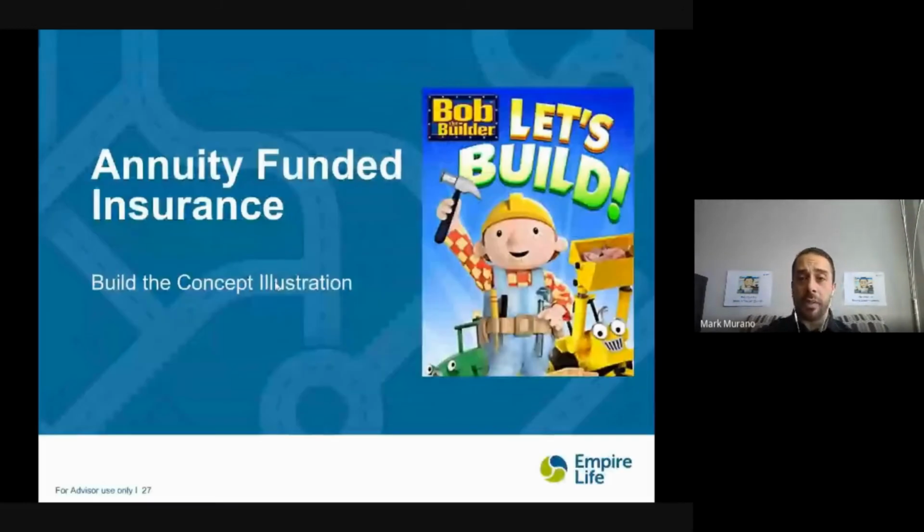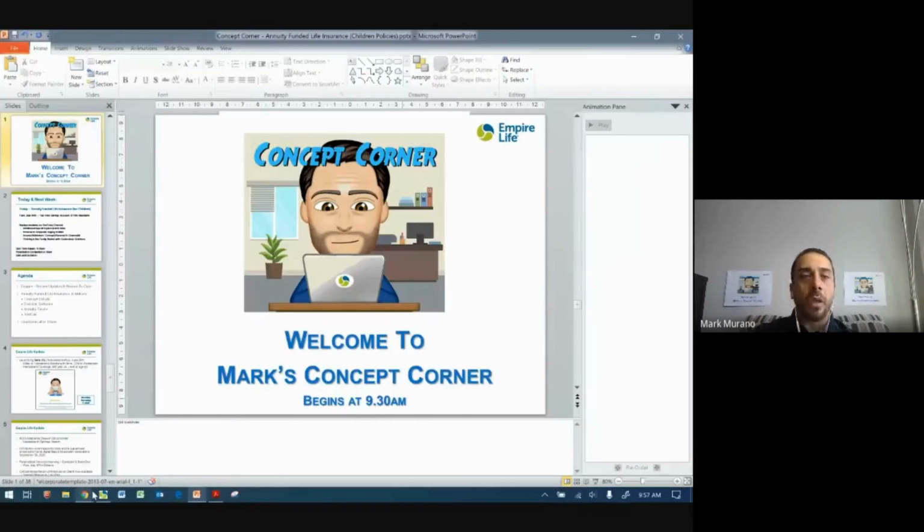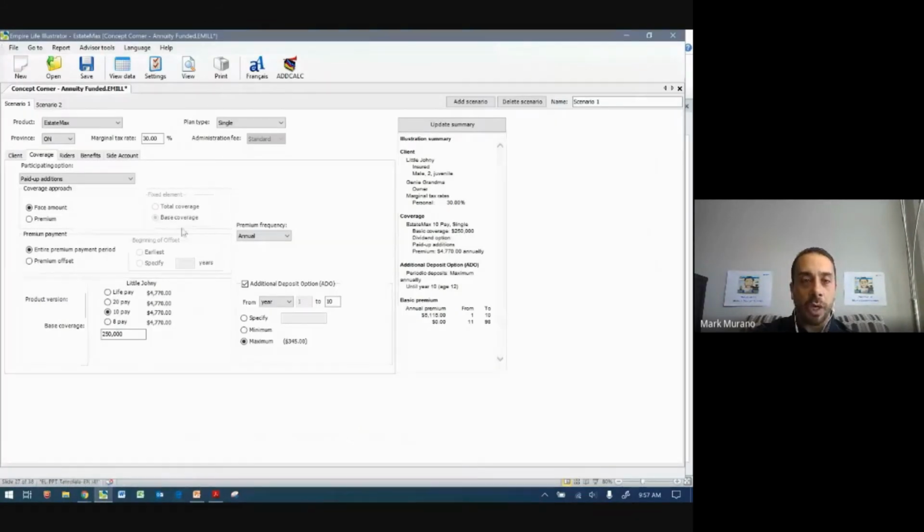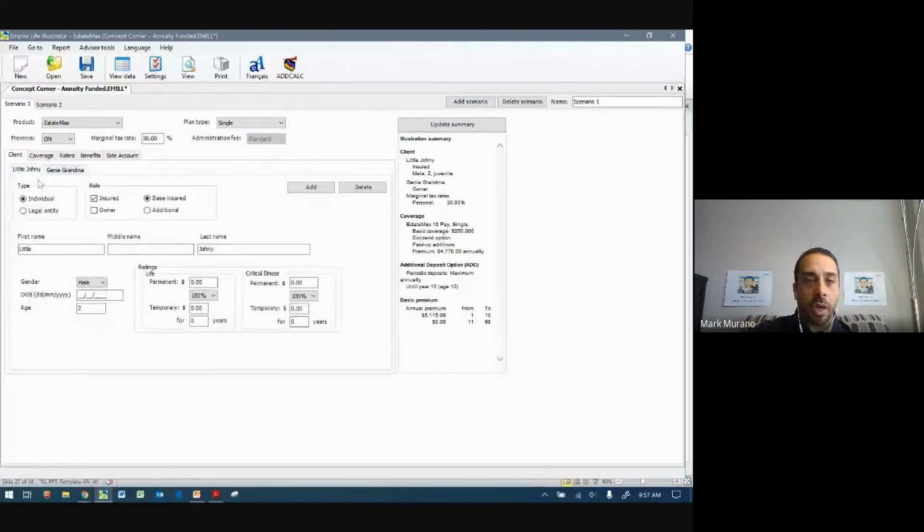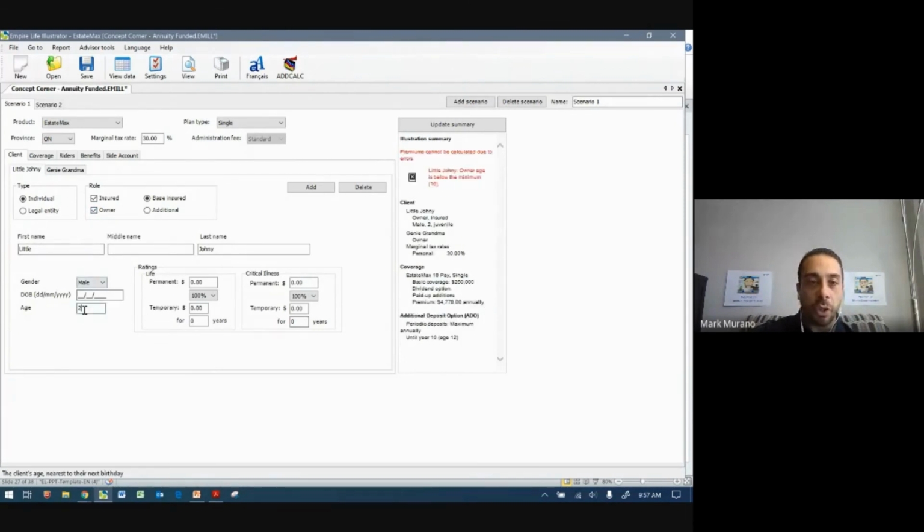So that was the general concept. I want to just quickly, and I've already pre-filled the stuff, so it should be pretty quick, build it for you and show you how to build this yourself. So on Envision software is my first screen. So I've already built the illustration. So I have little Johnny here as my first tab. So he's the insured, not the owner. So it's important when you do a child policy, you can't make him the owner because he's only 2, and I'd get a red error message over here.